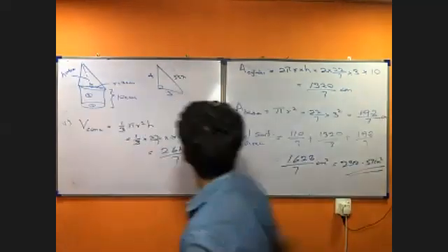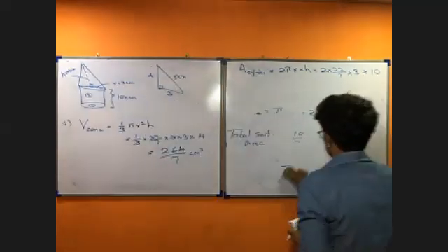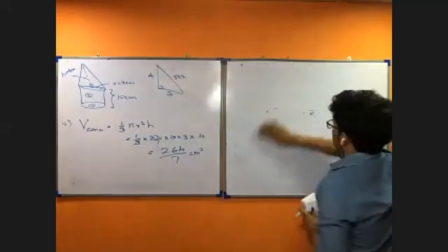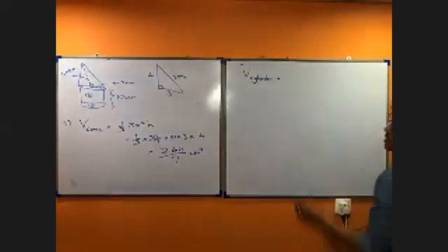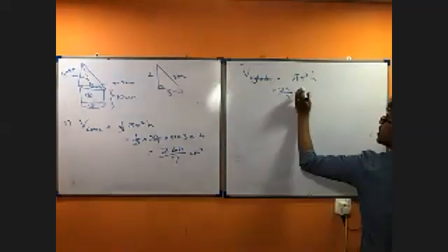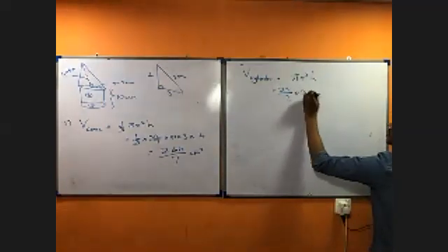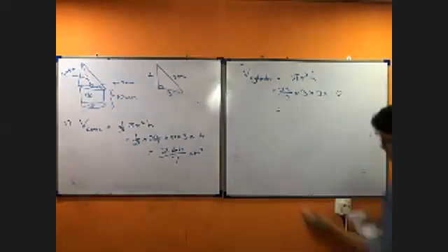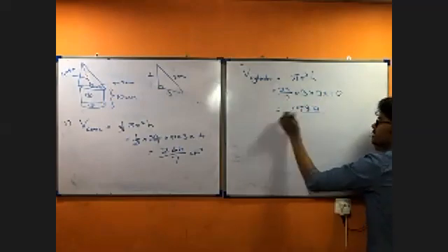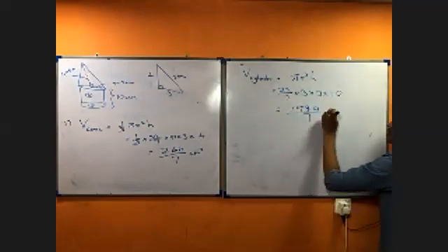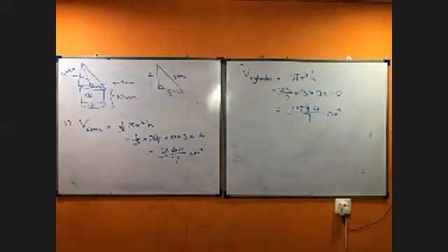Then the volume of the cylinder. The volume of the cylinder is going to be pi r squared h. That is going to be 22 over 7 into r squared, which is 3 into 3, into h, which is 10. So this is again going to be 1980. I don't know if there's a mistake, tell me. 1980 over 7 cubic centimeters. There can be simplification mistakes. If there's any, you can tell me.